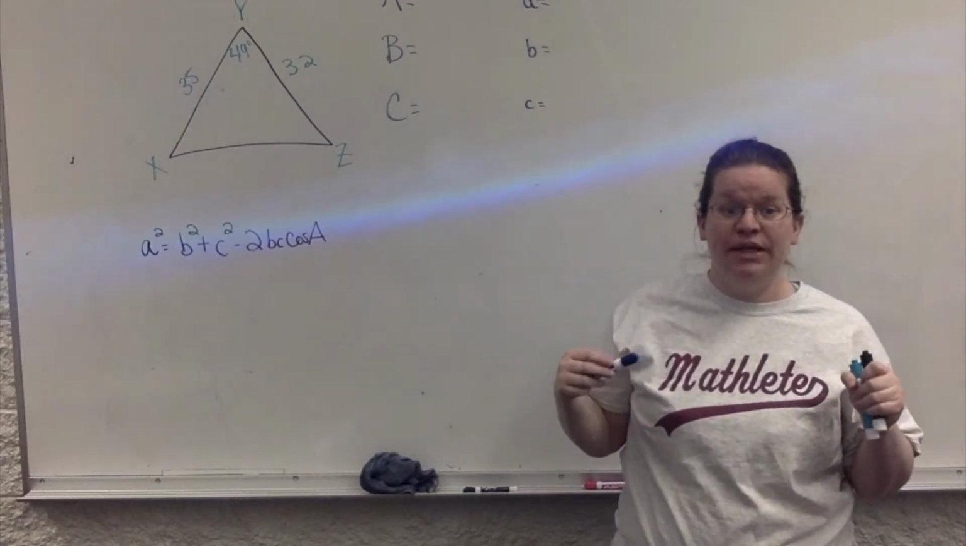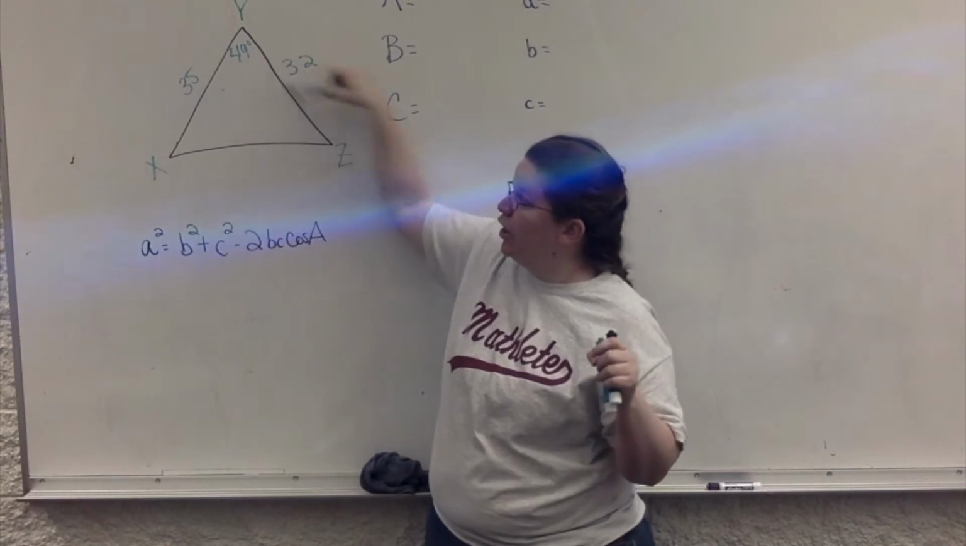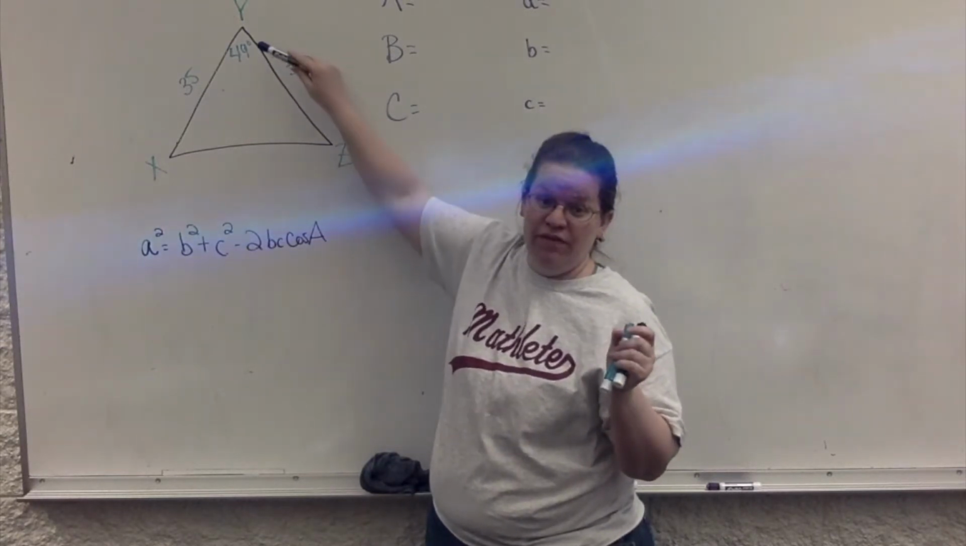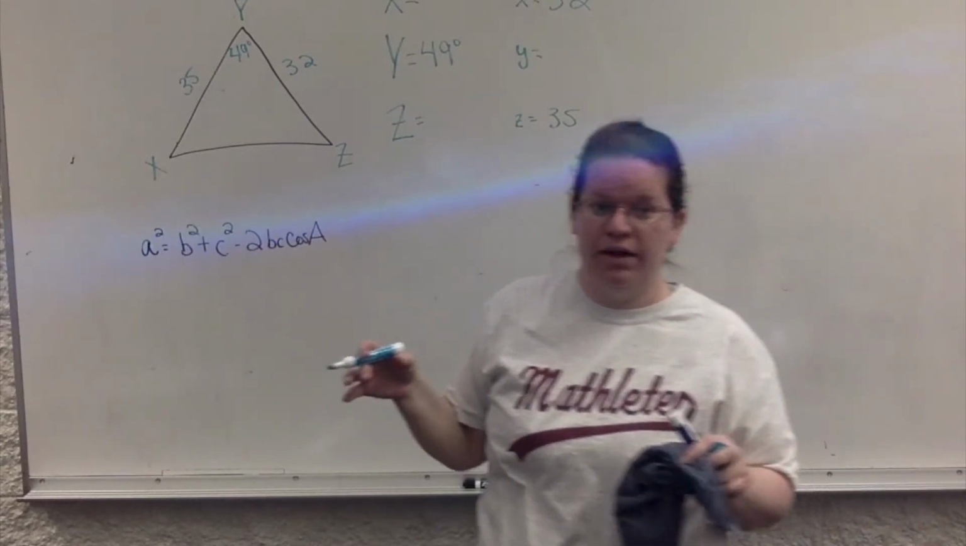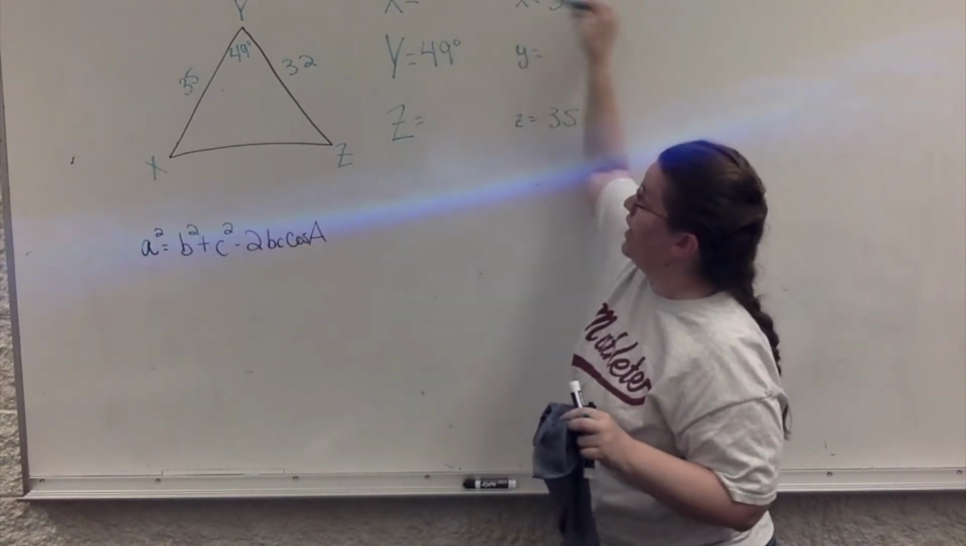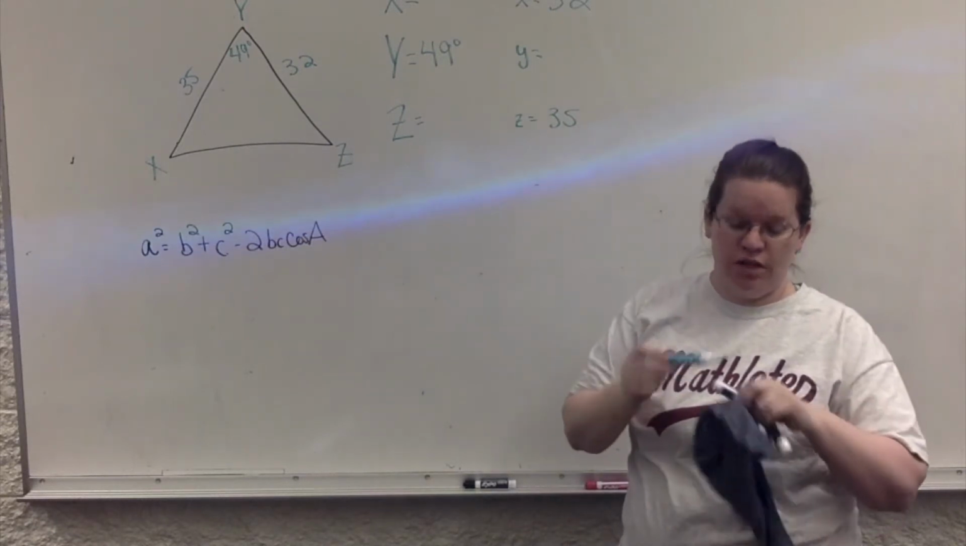Law of cosines, because look at this problem right here. We don't have a pair of anything. We don't have the angle and the side that's across from it. So here we don't have a pair. We don't have both x and x, or y and y, or z and z. So we cannot use the law of sines.